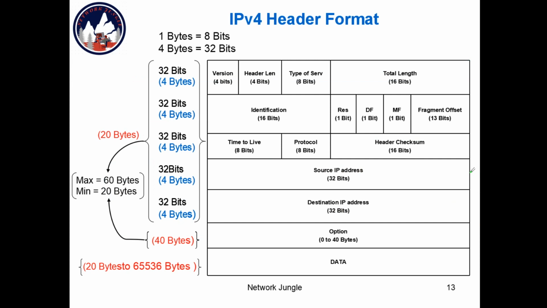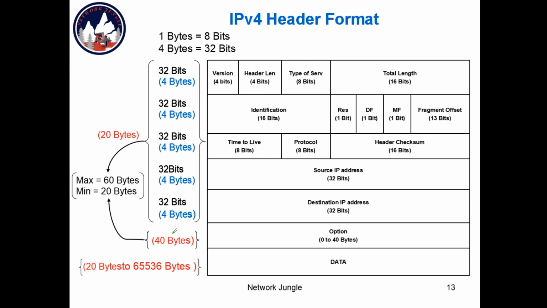Let's talk in detail about the IPv4 header format. In the IPv4 header, each row consists of 32 bits. So 1 byte equals 8 bits, then 4 bytes equal 32 bits. The minimum value of the header is 20 bytes. So 5 into 4, 20.